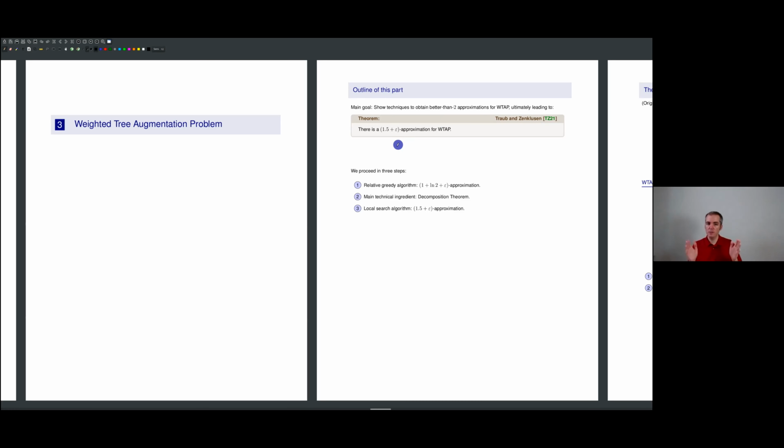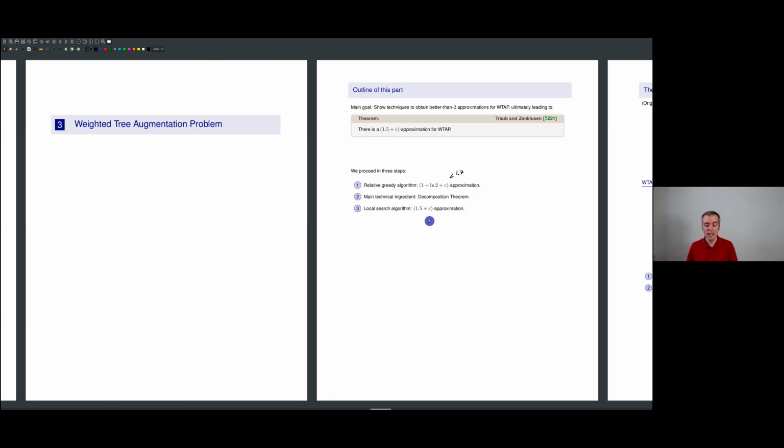But I want to go in three steps today. First, I want to show a relative greedy algorithm that will already beat the factor 2 and highlight a lot of the main ingredients we need. You'll get a 1 plus natural logarithm of 2 approximation, and so that you don't have to compute this in your head, that is roughly, or for small enough epsilon, actually smaller than 1.7, so it's already clearly below factor 2. This is based on a structural result, which we call the decomposition theorem. And then using that, we can further improve things through a local search procedure.